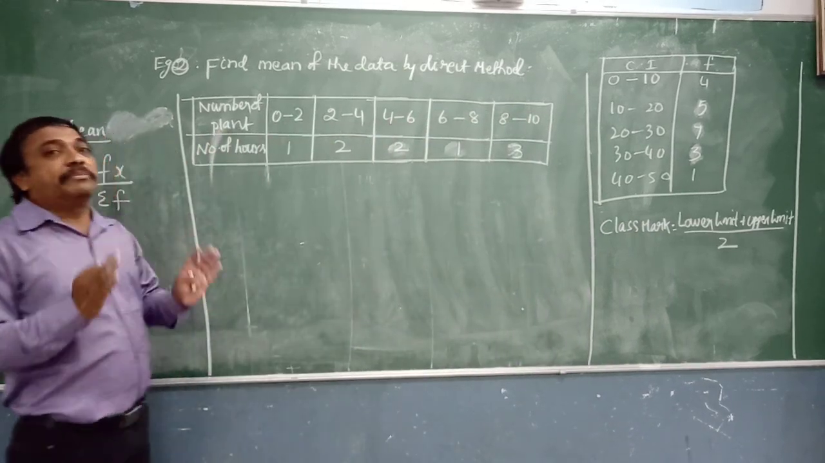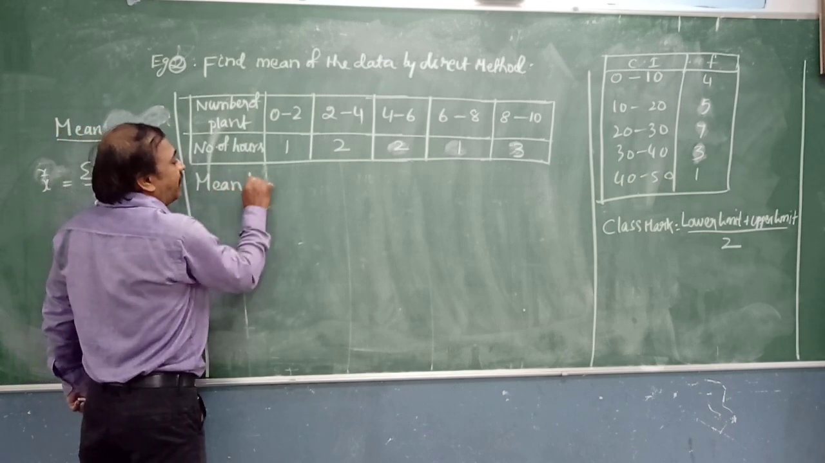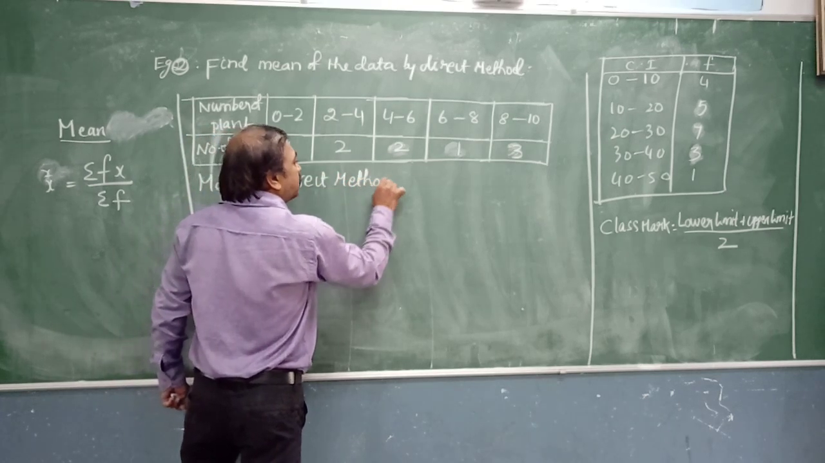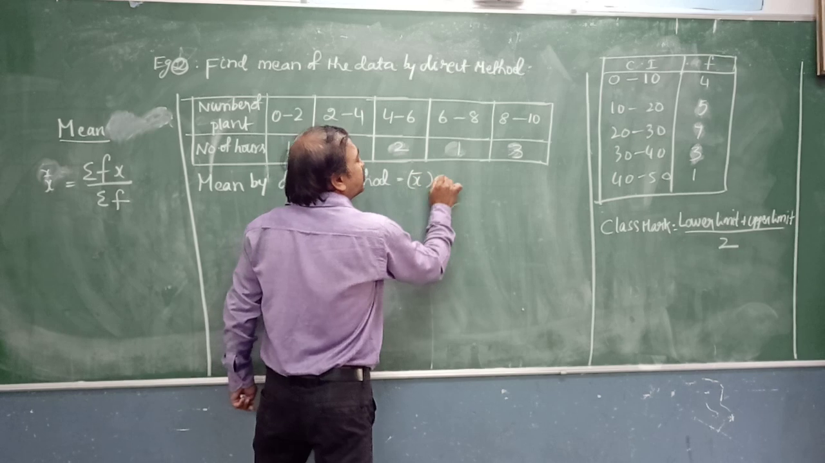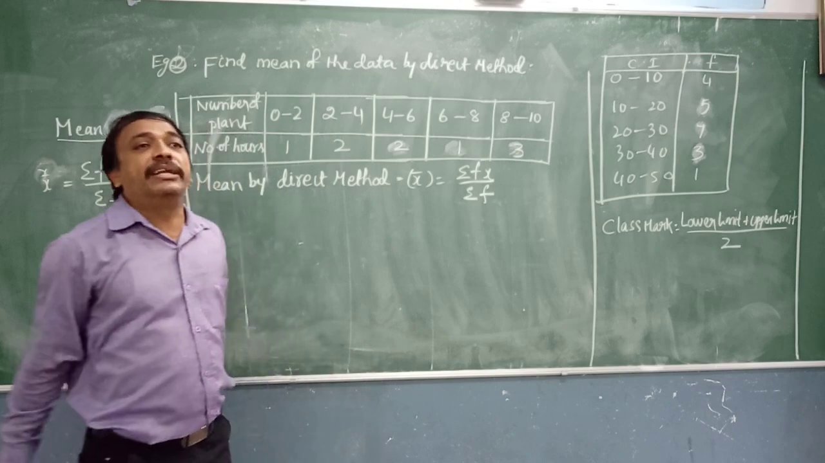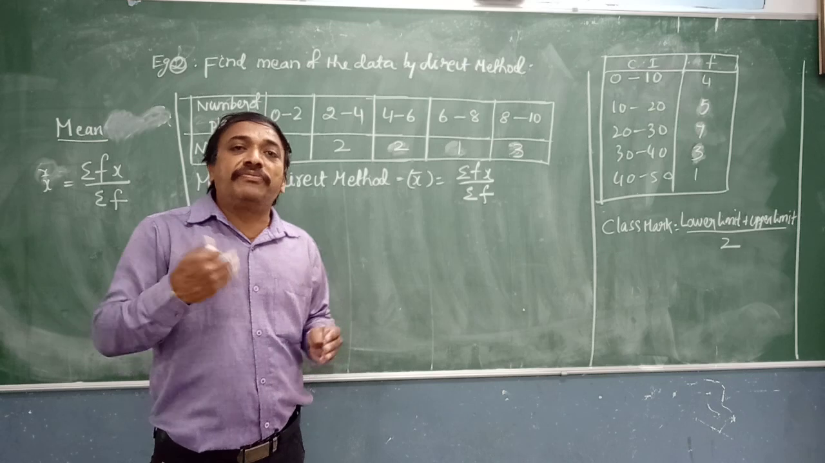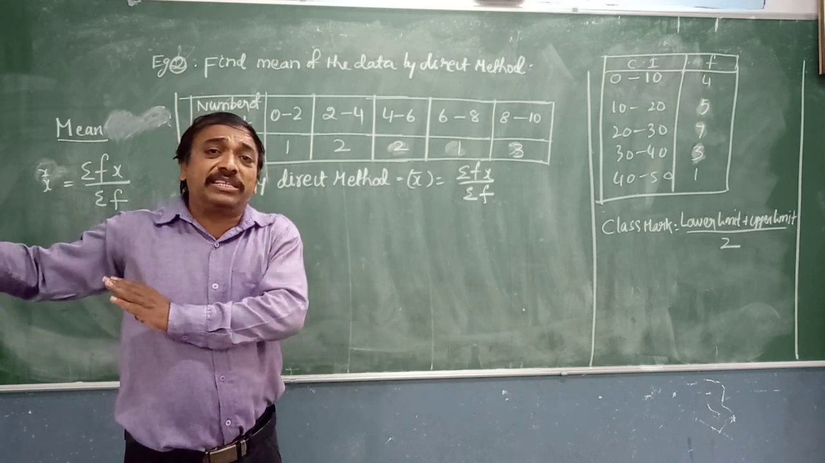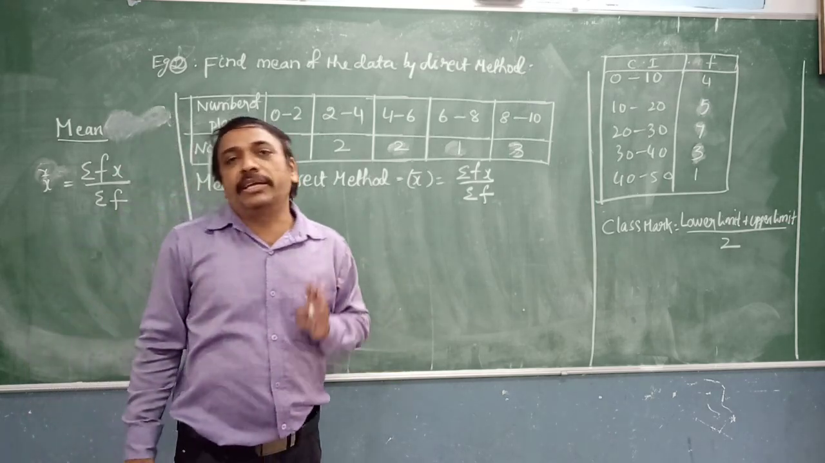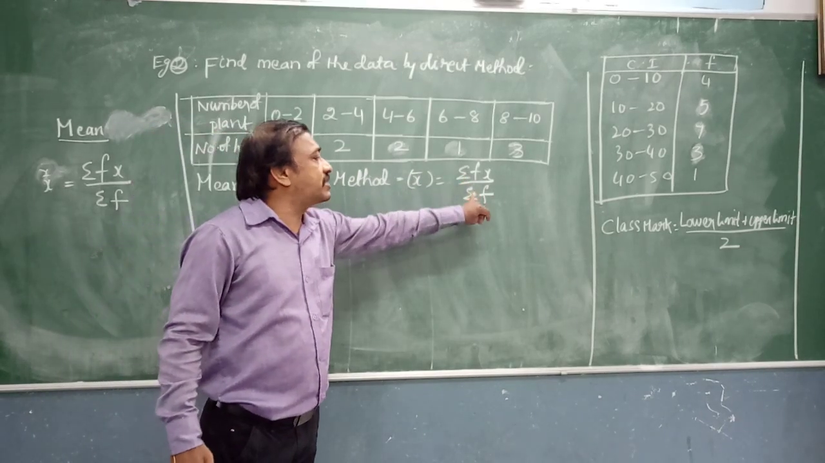This is direct method. Mean by direct method. Formula: x bar is equal to sigma fx by sigma f. Why are we saying direct method? In class 10th, you are going to learn another two methods to find mean. One is assumed mean method and the other is step deviation method. So first, this one is direct method. Mean by direct method, x bar is equal to sigma fx by sigma f.